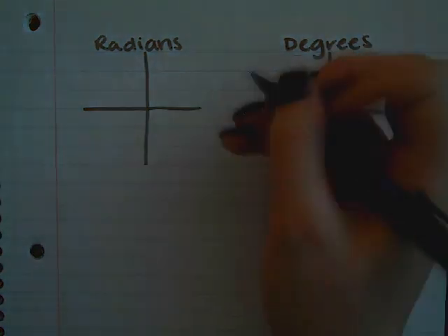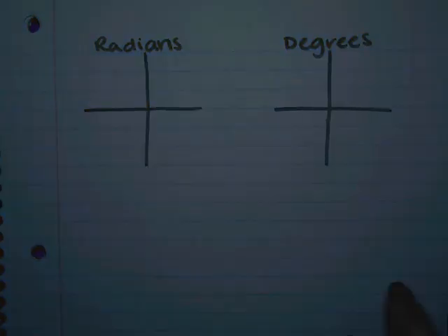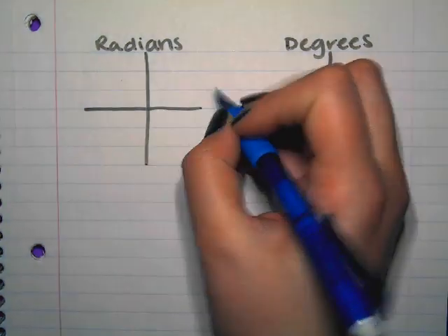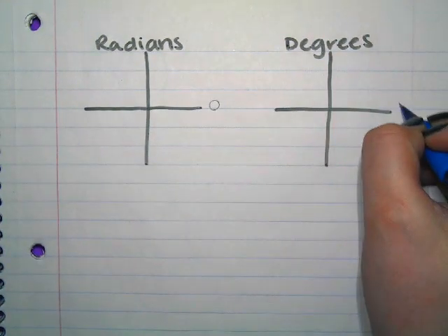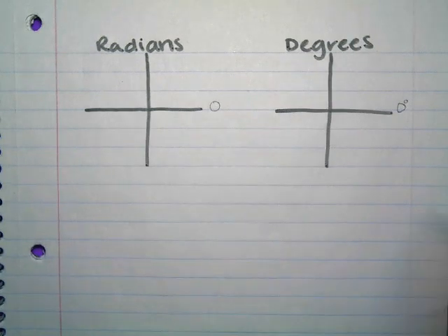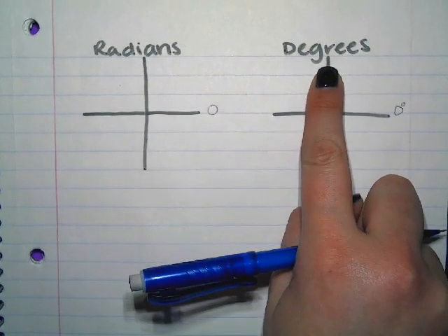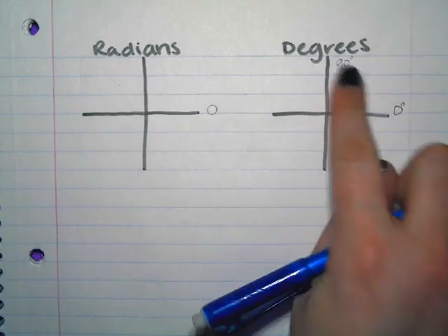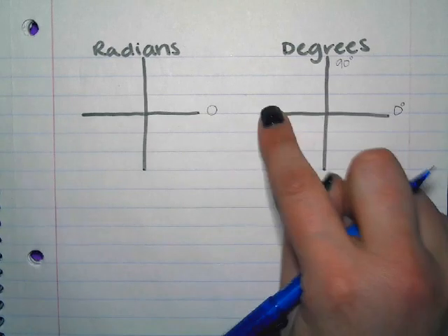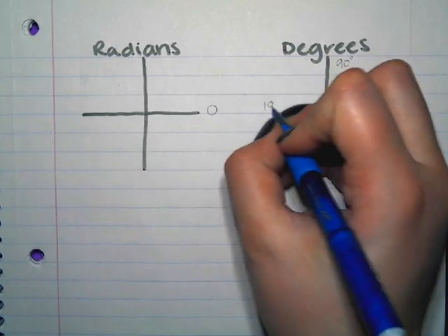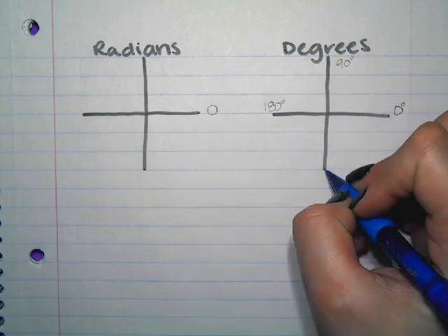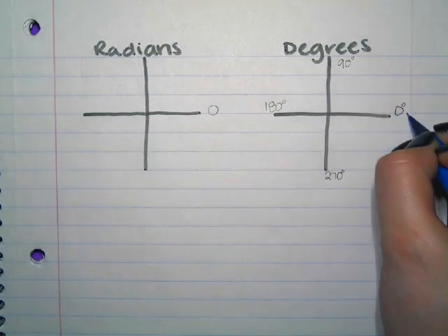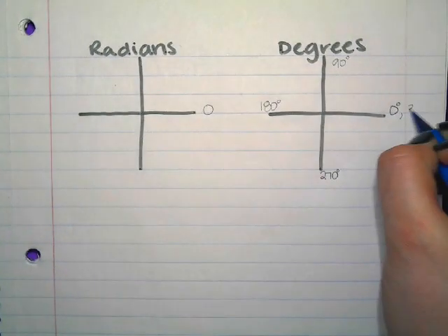So this is going to be, goodness gracious. Give it a second. Ta-da. Okay. So we're going to have 0 radians, 0 degrees. And then what's this line up here? How many degrees is that? That's 90 degrees. This is a straight line from here to here, so how many degrees is that? 180. Okay, down here would be 270. And then when you create the full circle, you get to 360.